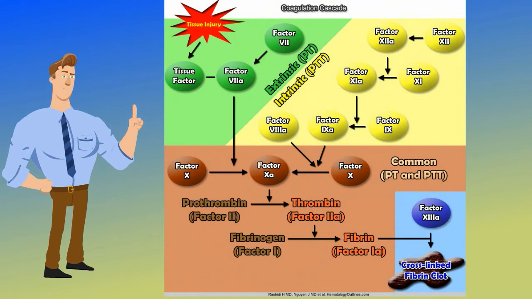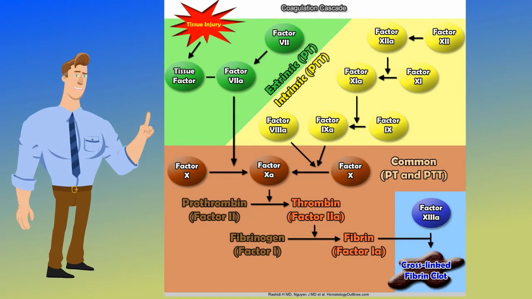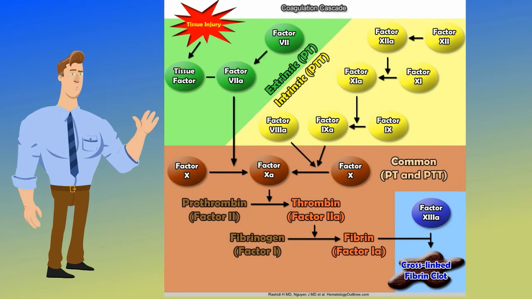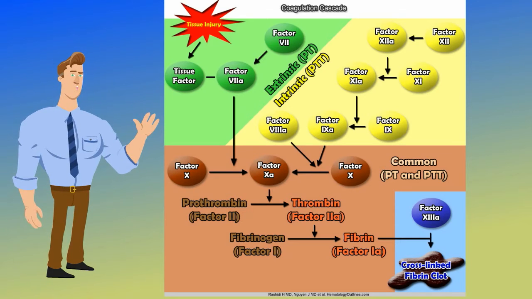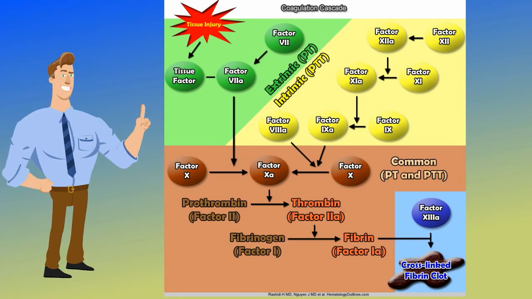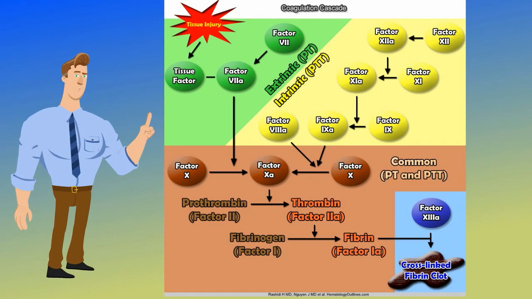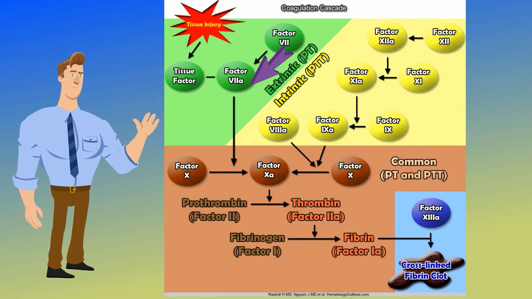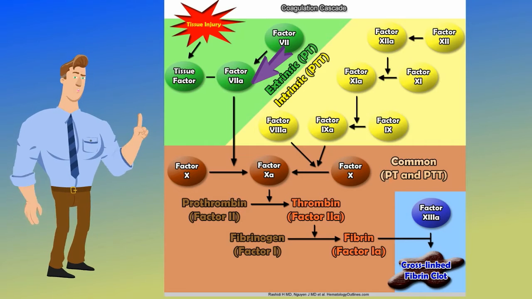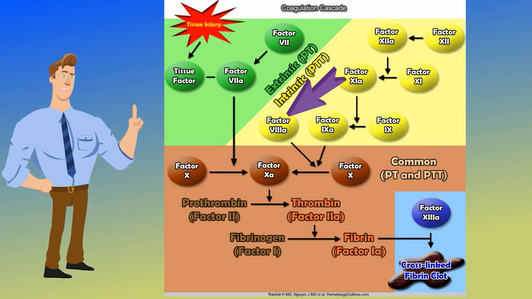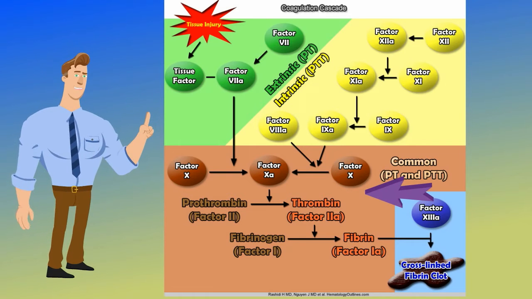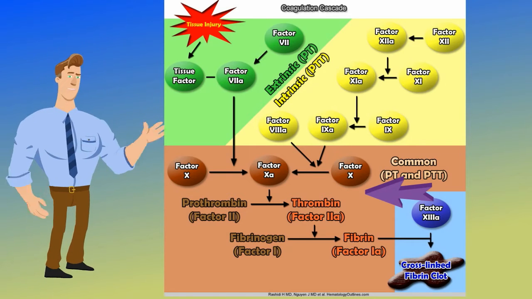To better understand this coagulation cascade, we're going to break it down into this simplified form without the inhibitors and without the control pathways present. The three major parts of the coagulation cascade include the extrinsic pathway or the PT pathway, the intrinsic pathway or the PTT pathway, and the common pathway, which involves both PT and PTT when affected.